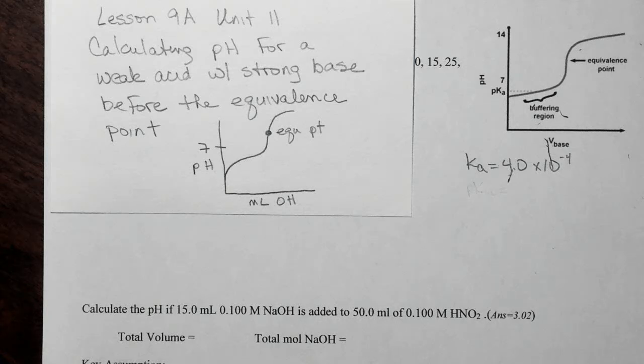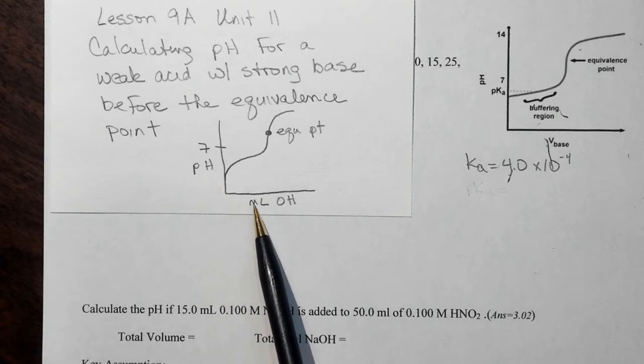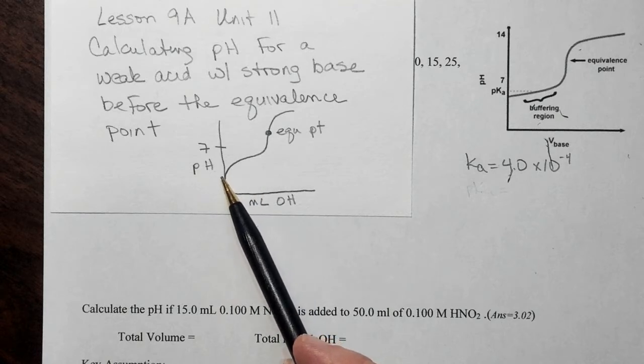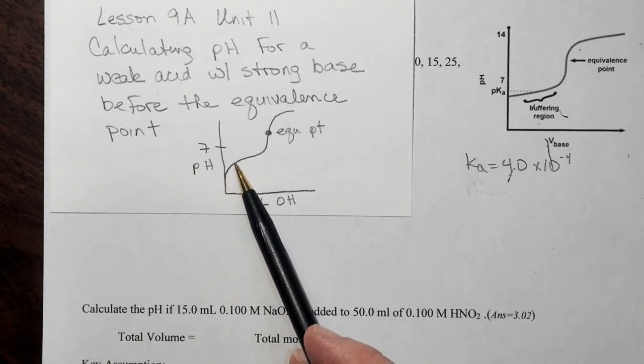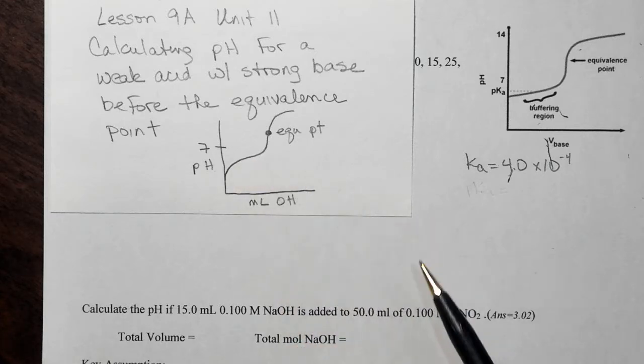This is Lesson 9A, Unit 11. We're going to be calculating pH for weak acid with strong base before the equivalence point. So I have a little drawing here of what we're going to be doing. We have pH, mLs of sodium hydroxide, and we're going to be looking at 3 points. The initial, right about here, then we're going to look at the half equivalence point. Those will be our three titration calculations that we'll do.